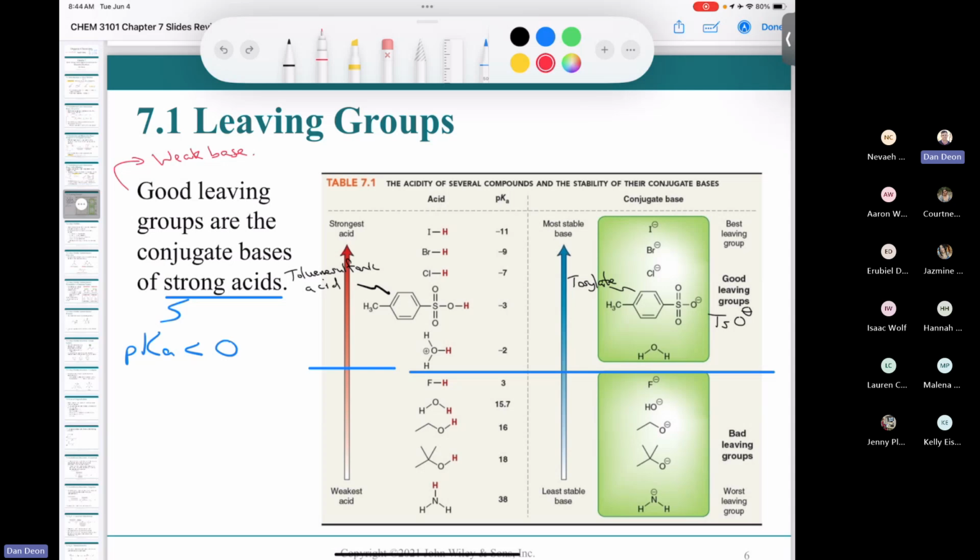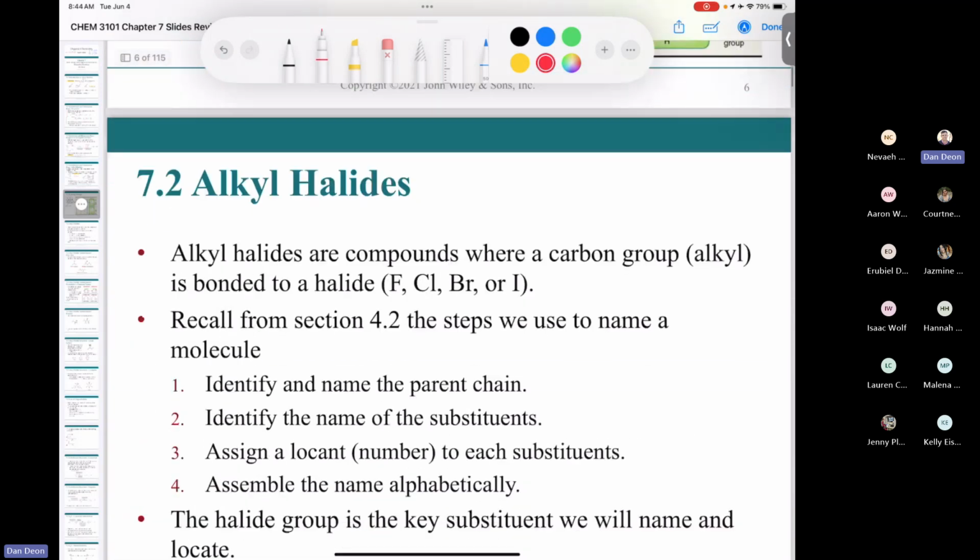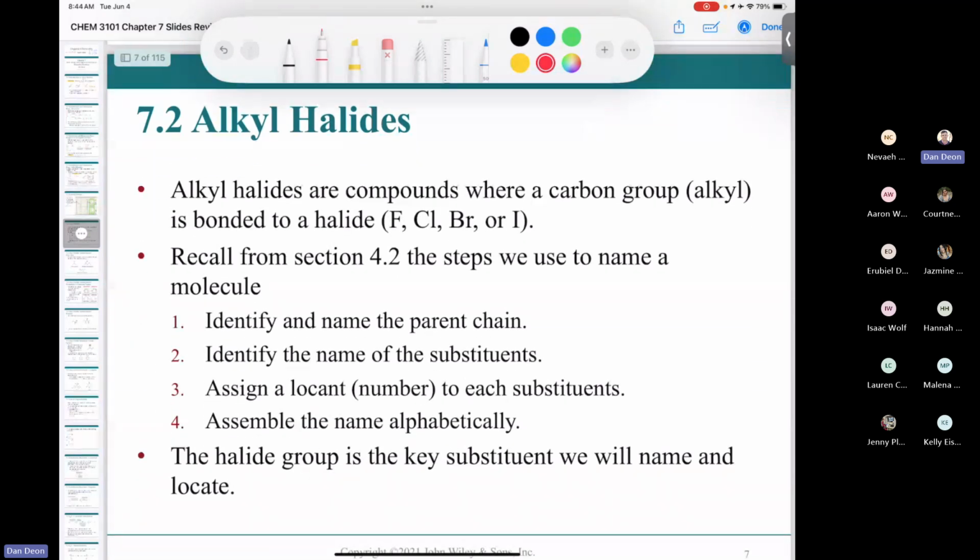So if you see things like fluoride, hydroxide, alkoxides, remember NH2 minus, this is called an amide ion. So this is the amide ion. That is also a poor leaving group. Why? Because again, these are all the conjugate bases of weak acids. So there you go.